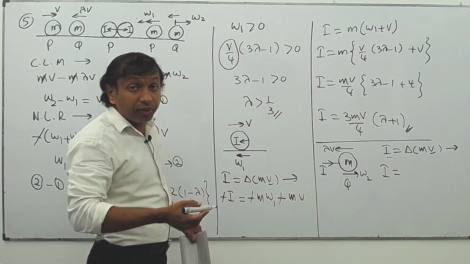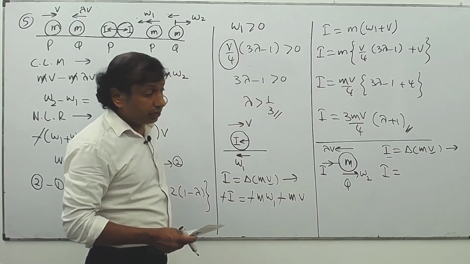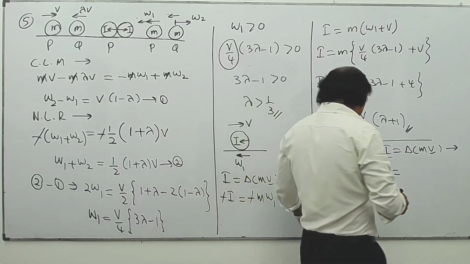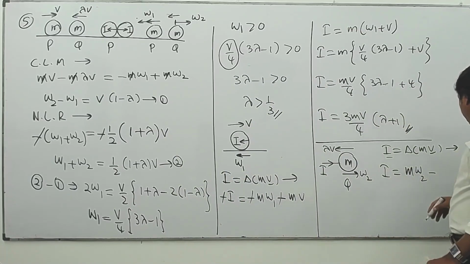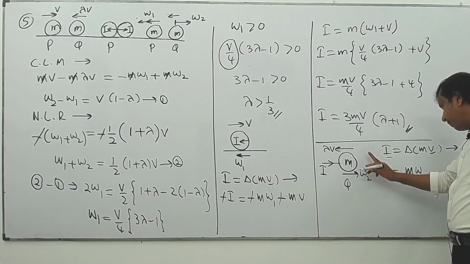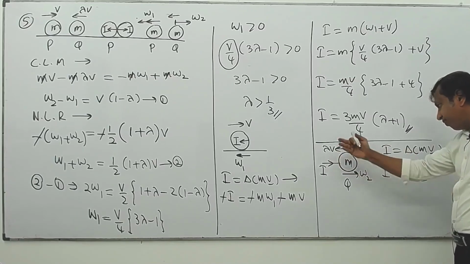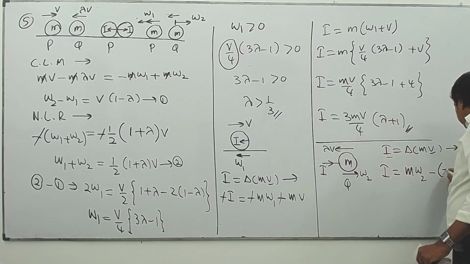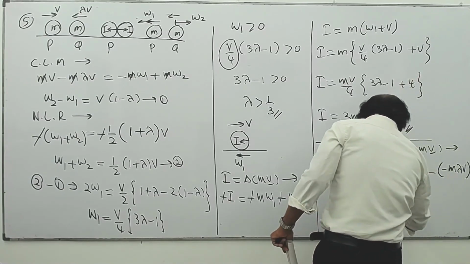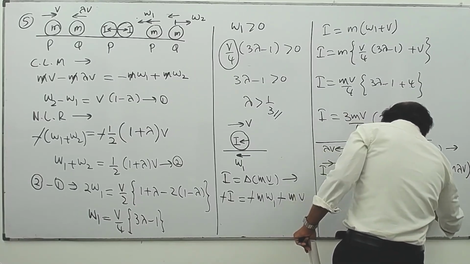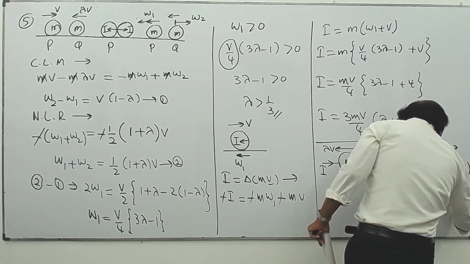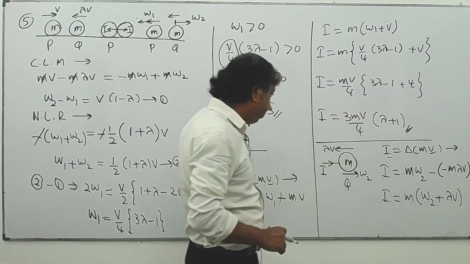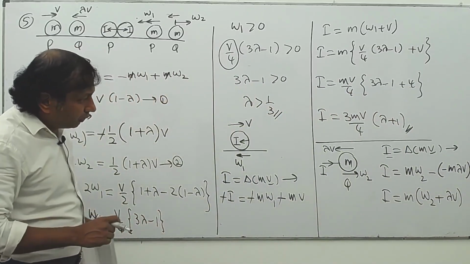What is final? After impact, m w2, momentum minus the momentum before impact. What is that? m lambda v, but that is leftward. Therefore, another minus sign should come here: minus m lambda v. Take this m out: m times w2 plus lambda v. This we need.